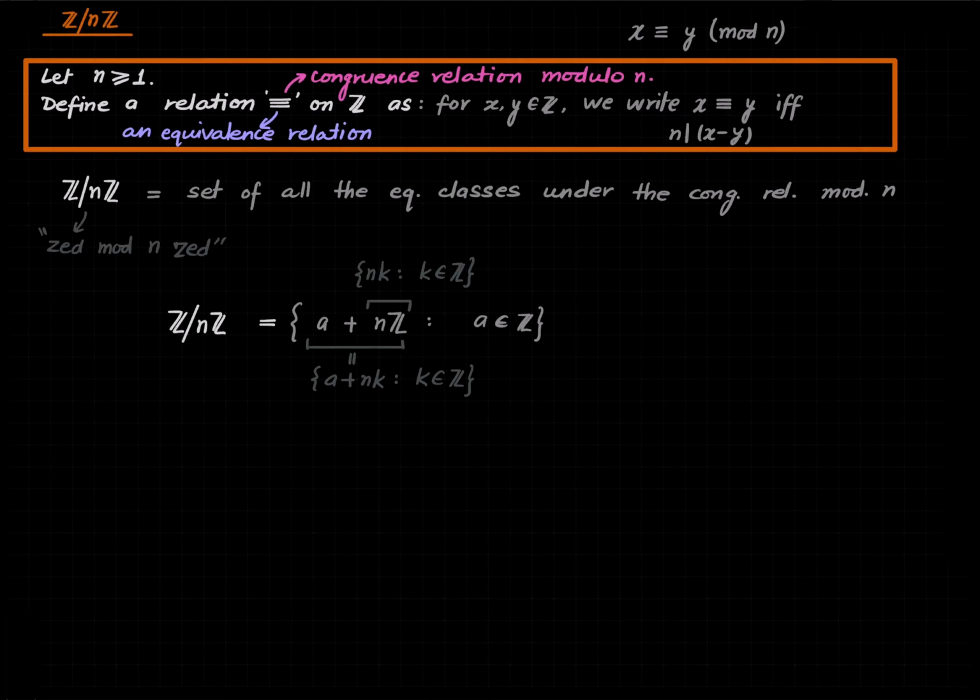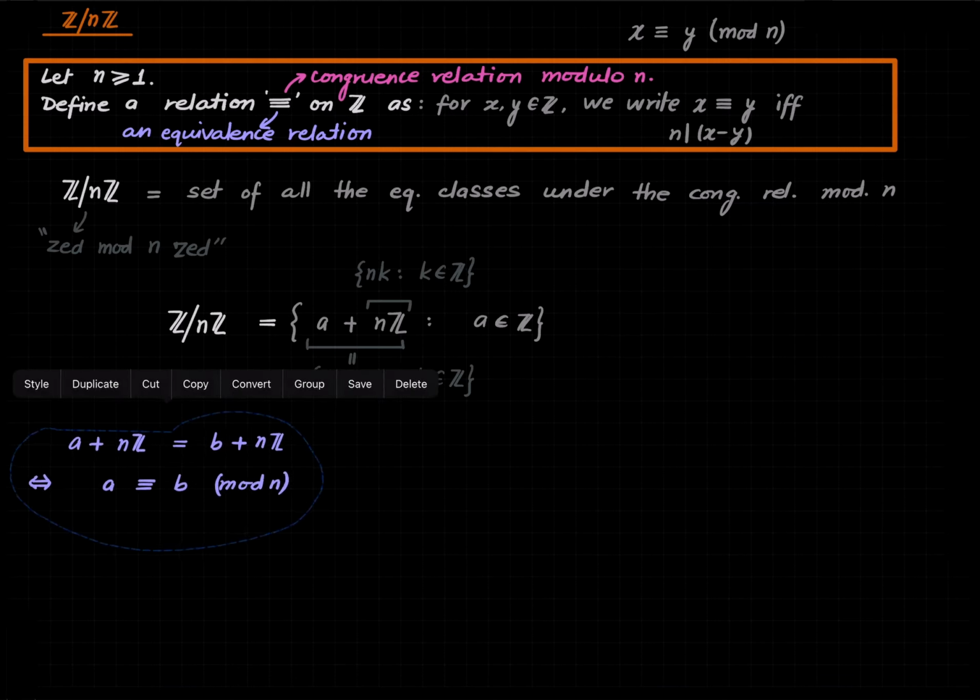And here is an exercise for you. Show that a plus nZ is equal to b plus nZ if and only if a is congruent to b modulo n. Very simple exercise. Okay. Maybe I'll put it here. This is put as an exercise.